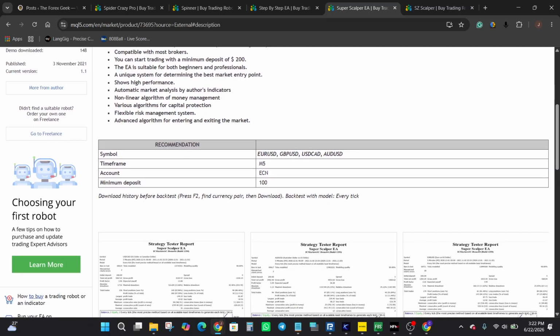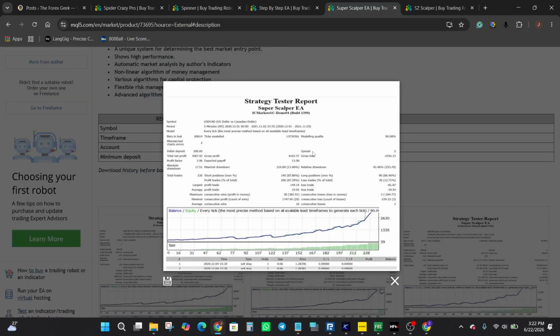Now, let us move over to the historical testing section. As I review the provided tester report here, it is important to remember that historical testing is designed to evaluate how an expert advisor performed under past market conditions. It provides useful insights into behavior and consistency, but it should never be interpreted as a guarantee of future performance. So here, this is for USD CAD on the M5 time frame, every tick modeling, $200 deposits, $3,067.42 net profit, 236 trades taken, win rate 87.29%.